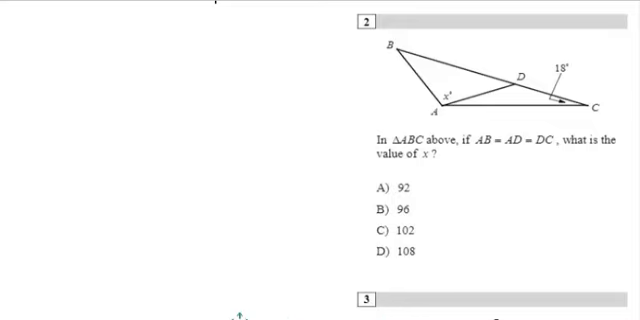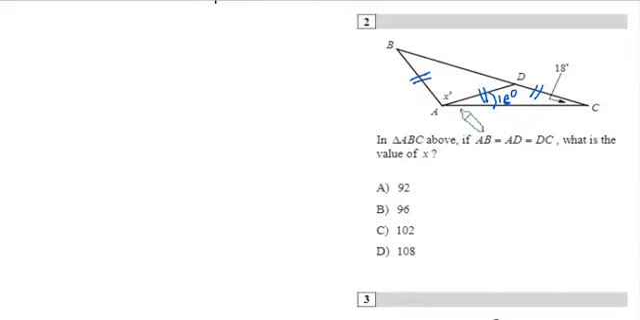Now we have another question. As you can see here, in the triangle ABC above, AB equals AD equals DC, and this angle DCA is given as 18. DAC is an isosceles triangle where AD and DC are equal sides, so base angles must be equal. So this will also be 18, as this is 18.